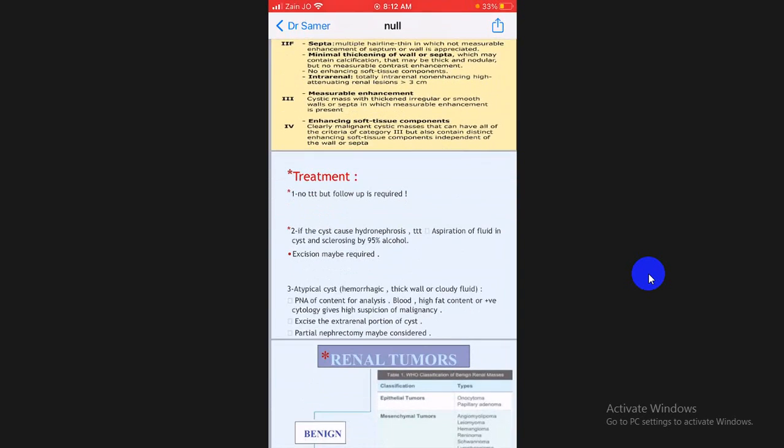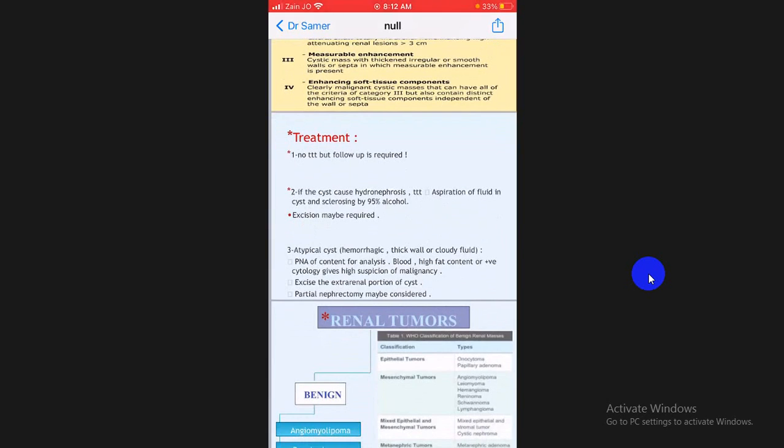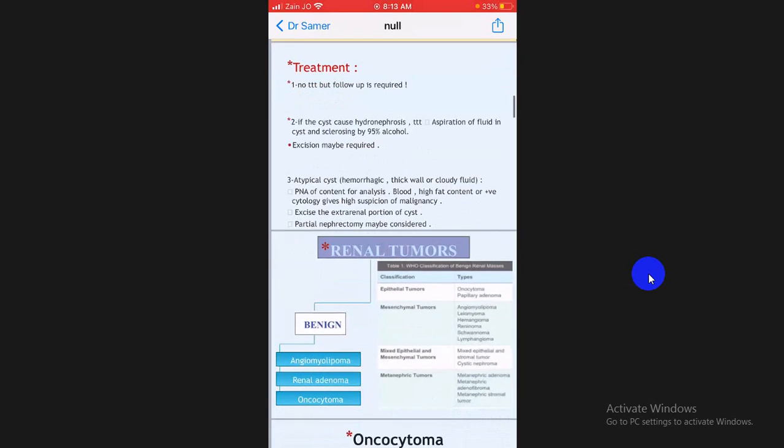Treatment, as I told you, is not given unless it is symptomatic or complicated. Usually if you do aspiration it recurs, unless you aspirate and inject a sclerosing agent such as 95% alcohol. Excision is the best. We usually do it laparoscopically and it's a very easy half-hour procedure, and the recurrence is very low.